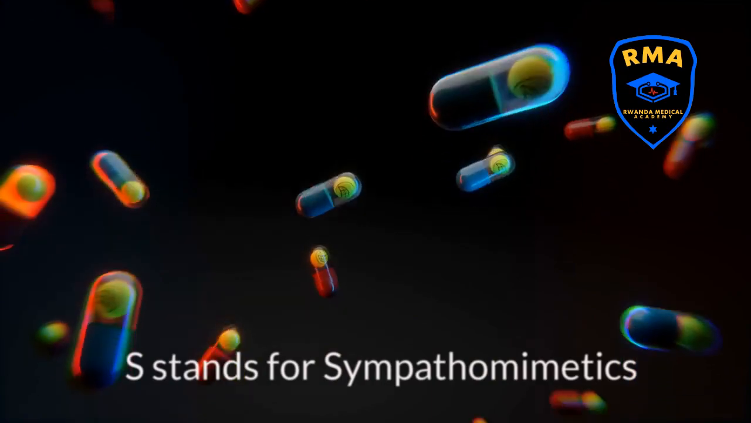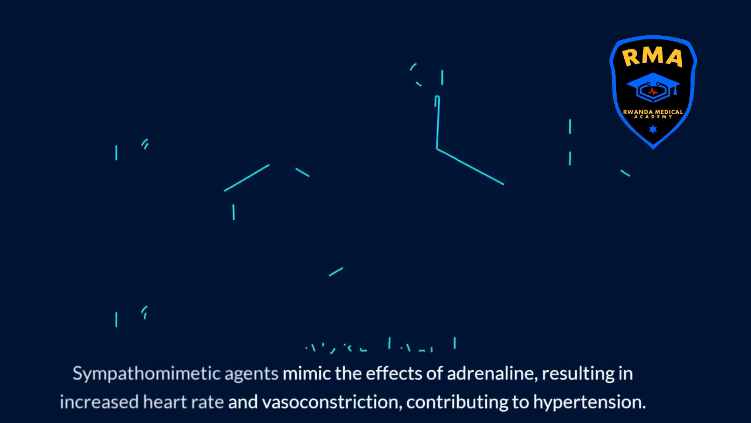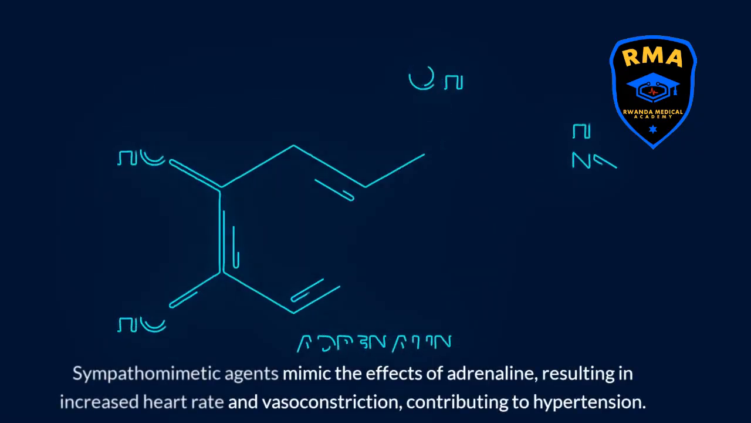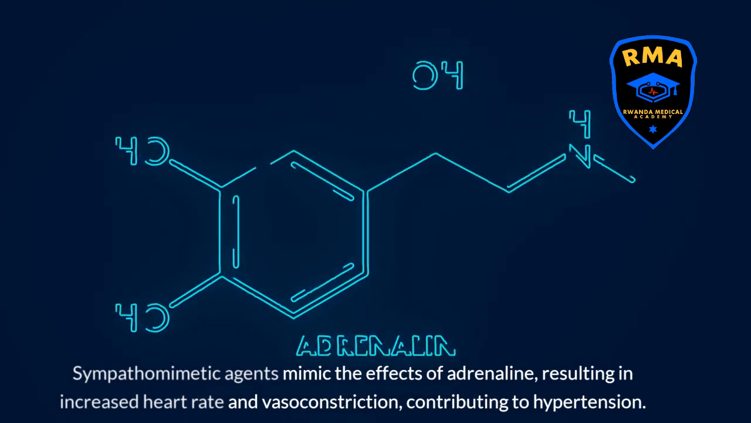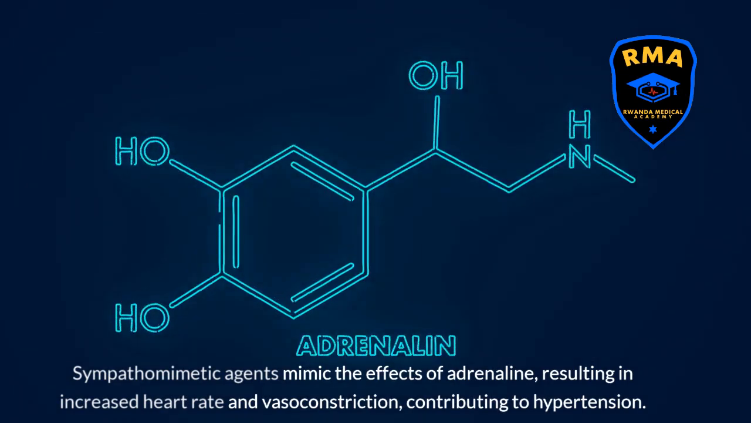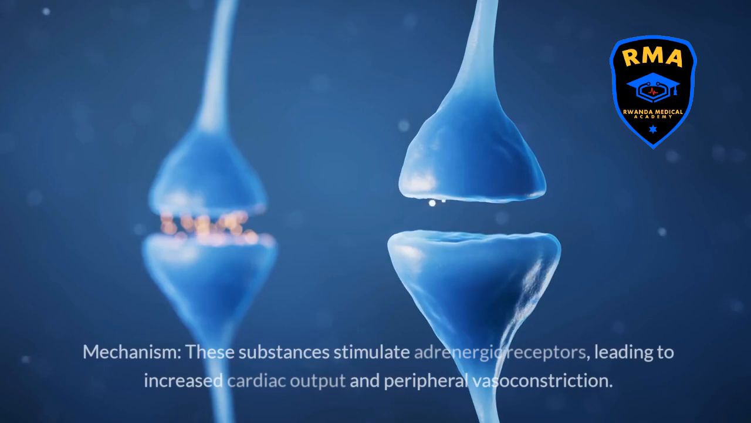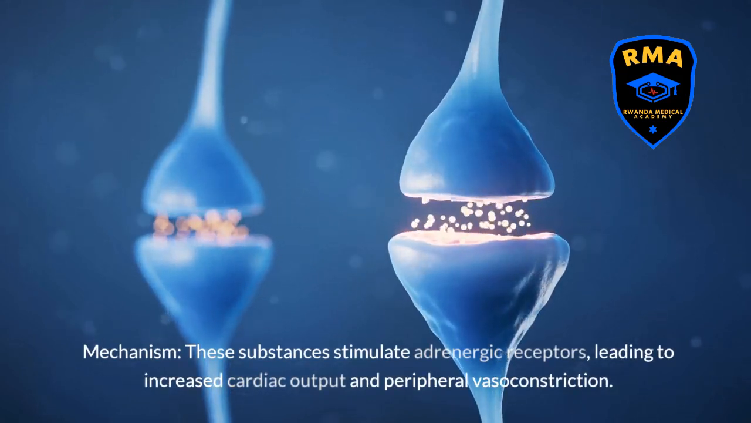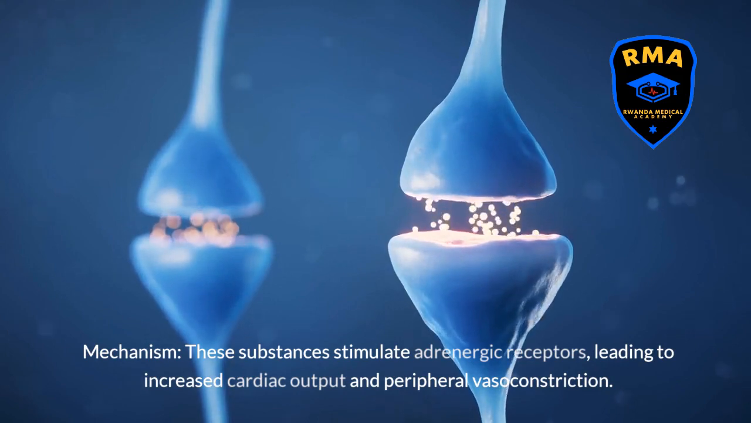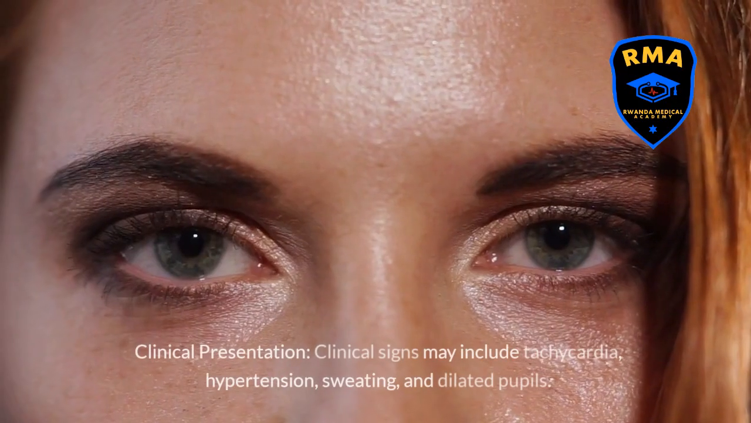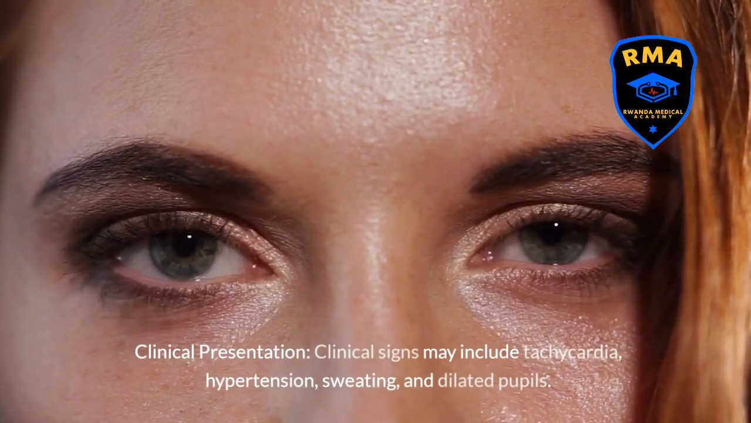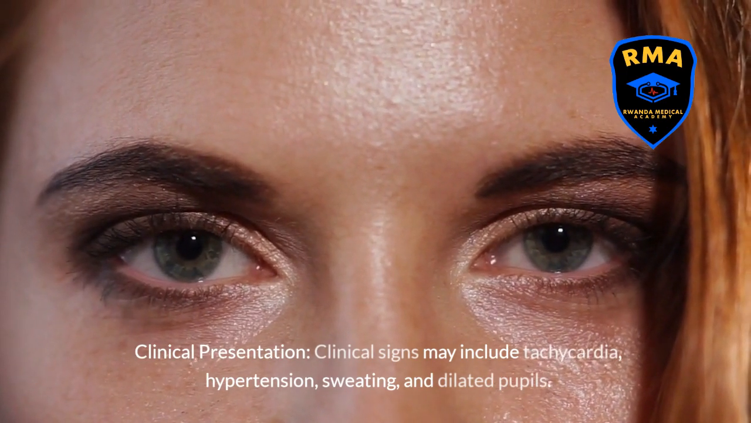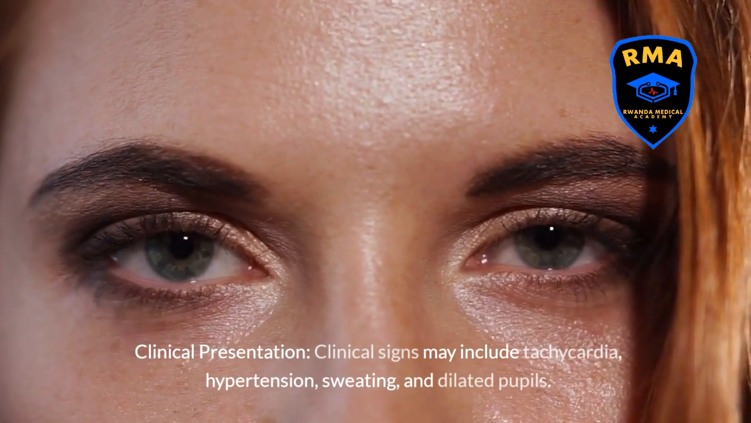S stands for sympathomimetics. Sympathomimetic agents mimic the effects of adrenaline, resulting in increased heart rate and vasoconstriction, contributing to hypertension. Mechanism: these substances stimulate adrenergic receptors, leading to increased cardiac output and peripheral vasoconstriction. Clinical presentation: clinical signs may include tachycardia, hypertension, sweating, and dilated pupils.